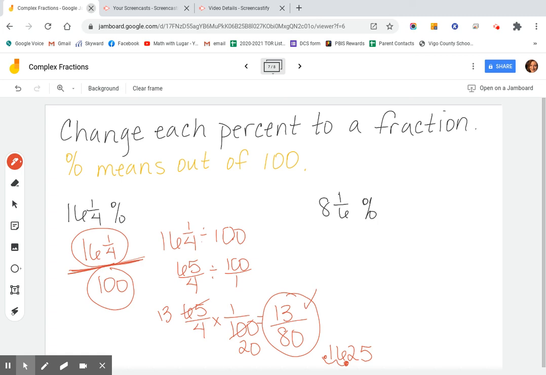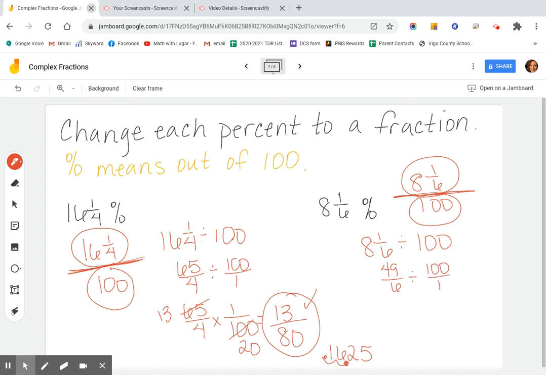The very last problem here, percent means out of 100. So I'm going to put 8 and a sixth over 100. Make my snowman. So then I have 8 and 1/6 divided by 100. Make them improper. So that's 49 over 6 divided by 100 over 1. Keep it, change it, flip it. 49 over 6 times 1 over 100. And then multiply across, you get 49 over 600.